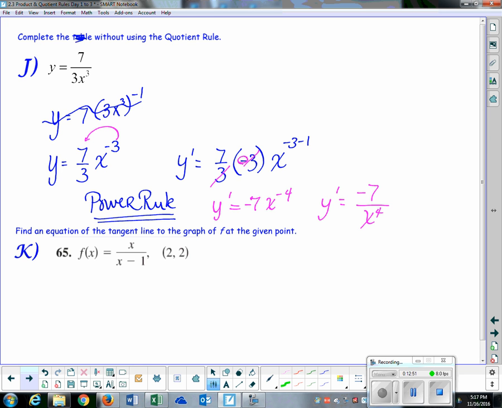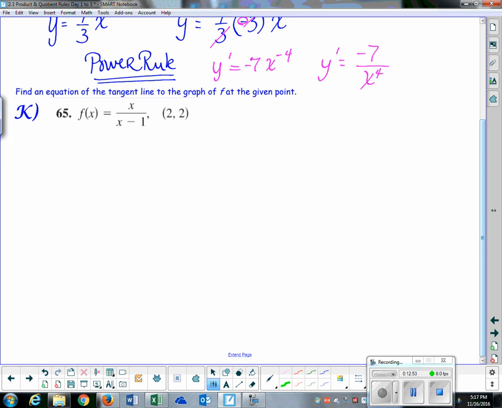Excellent. On to the very last problem, I believe. It says, find an equation of the tangent line to the graph of f at the given point. Well, I see our given point. It's (2, 2). We want to write the equation of the tangent line. And in order to do that, I need two things. I need the slope at x equals 2. And then I need my point, which we luckily have.